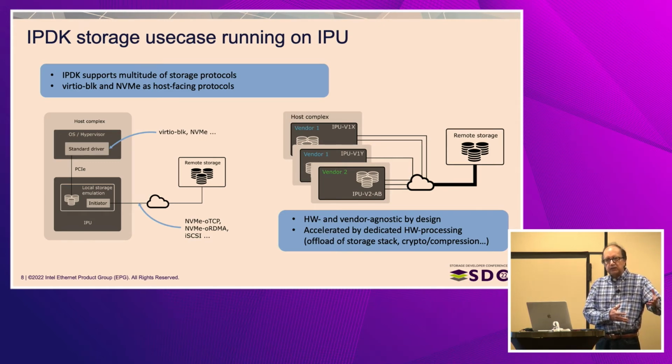Once the host connects to the IPU using one of these host-facing protocols, then to connect to the remote storage, the IPU mostly uses NVMe-over-TCP as of now, but it can also be NVMe over RDMA, essentially NVMe over Fabric, as well as iSCSI. This particular design is both hardware agnostic and vendor agnostic, and different aspects of this design can be accelerated by dedicated hardware. For instance, the RDMA engine that I mentioned pretty much offloads most of the RDMA storage stack. The crypto compression blocks can offload the crypto part of it. And similarly, by using other hardware blocks, we get more performance out of this.